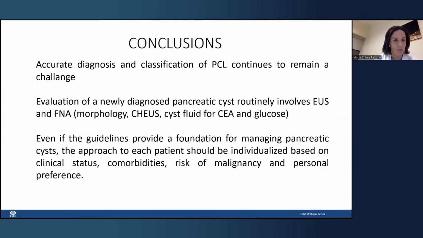So in conclusion, we know that accurate diagnosis and classification of pancreatic lesions continues to remain a challenge for physicians. The role of EUS and FNA is very important in classification and identification of the cyst, mainly contrast-enhanced EUS and probably intracystic glucose. And even if the guidelines are of course very useful for managing these patients, we have to remember that the approach to each patient should be individualized, considering the comorbidities, the clinical status, and the personal preference of the patients.